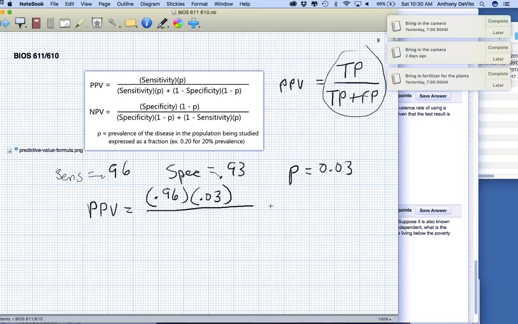And the bottom is going to be, same thing, 0.96 times 0.03, again. This time we're going to add to that. This represents the true positives. Now we're going to add to the denominator the false positives. It's going to be 1 minus the specificity. Well, the specificity is 0.93, so 1 minus the specificity is going to be 0.07 times 1 minus the prevalence, which is going to be 0.97.